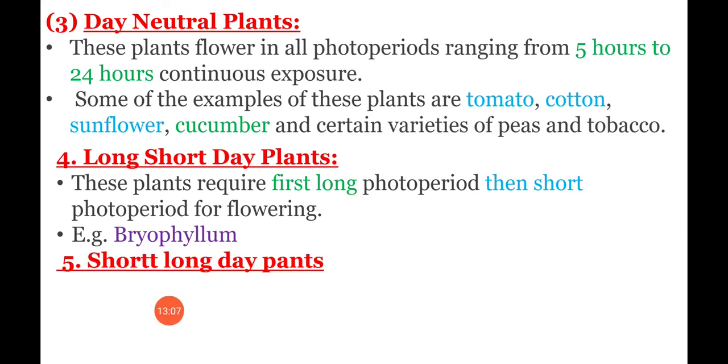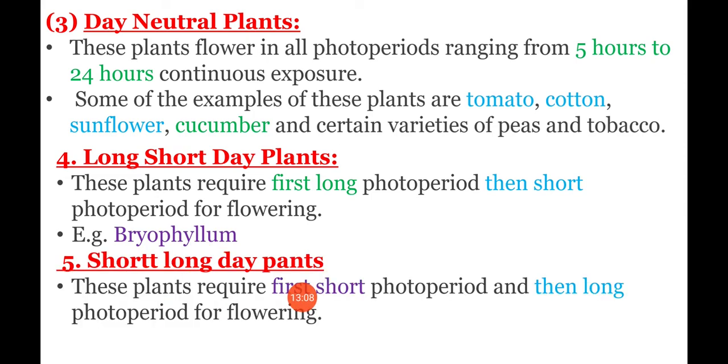Next one is short long day plants. In short long day plants, these plants require first short photoperiods and then long photoperiods for flowering. Examples for short long day plants are wheat and rye plants. Okay, this is about photoperiodism.